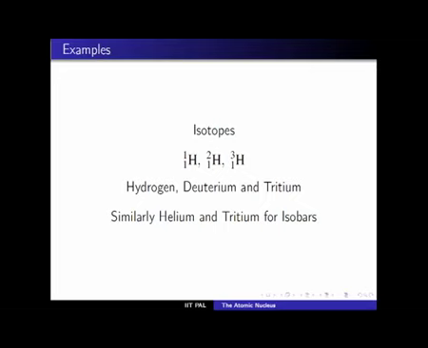A very good set of examples for isotopes are the well-known hydrogen, then deuterium and tritium. How are we going to distinguish them? Now look at the notation, 1, 1, H. That means the hydrogen atom has A equal to 1, Z equal to 1. So what does it tell you?